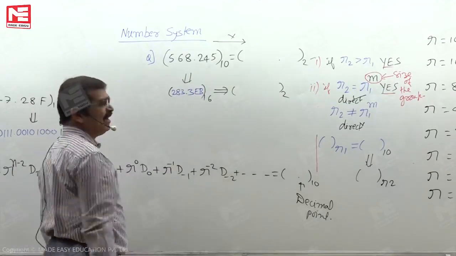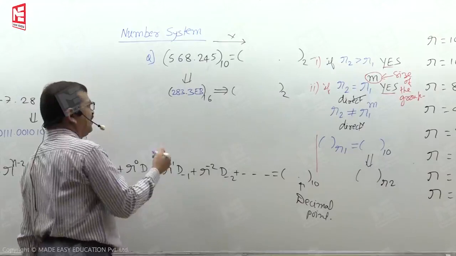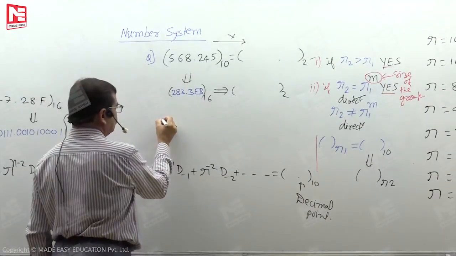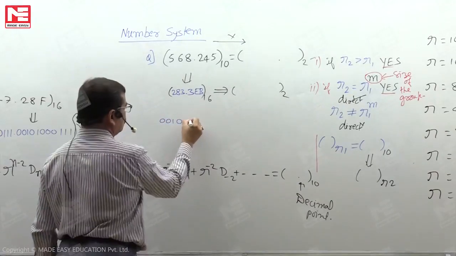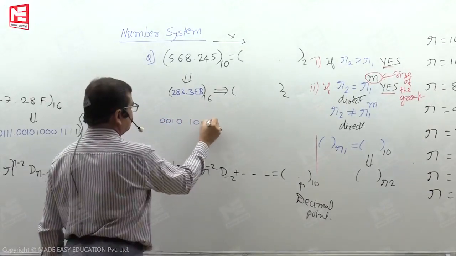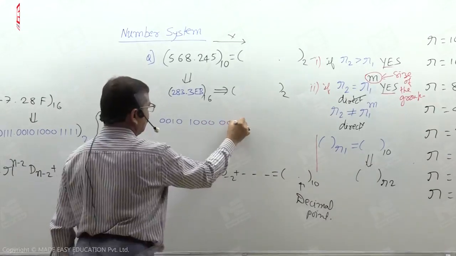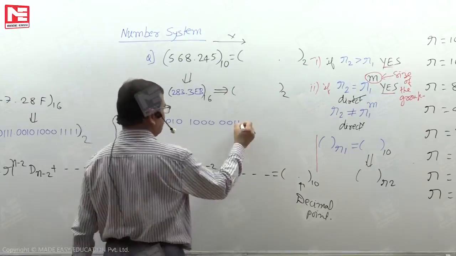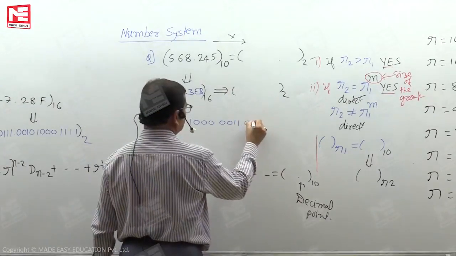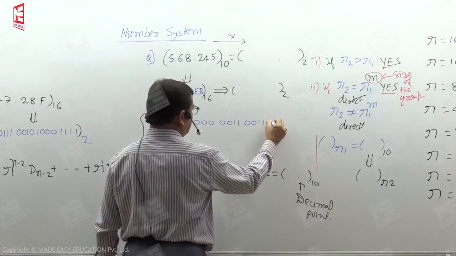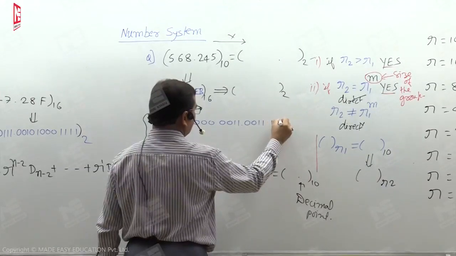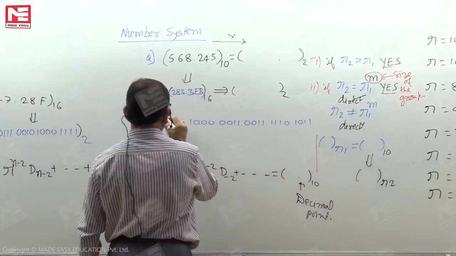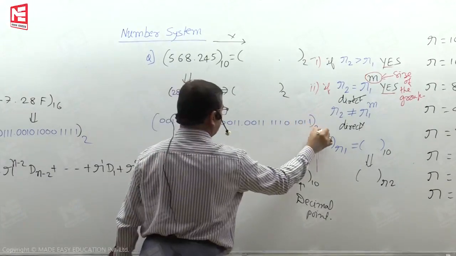Now from this we have the equivalent binary. For the equivalent binary, we read each digit as 4 bits: 0, 0, 1, 0, 1, 0, 0, 0. 3 is 0, 0, 1, 1. That is for the integer part. Coming to the fractional part, 3 is 0, 0, 1, 1. E is 14, so 1, 1, 1, 0. B is 11, so 1, 0, 1, 1. So this is the equivalent binary.